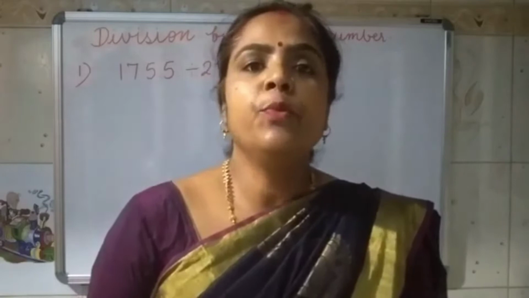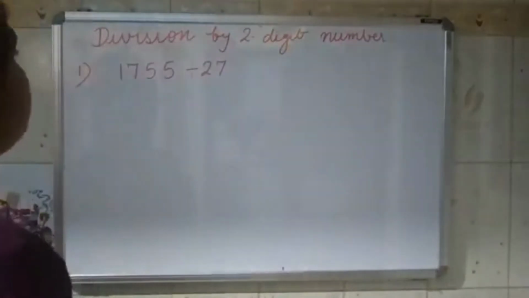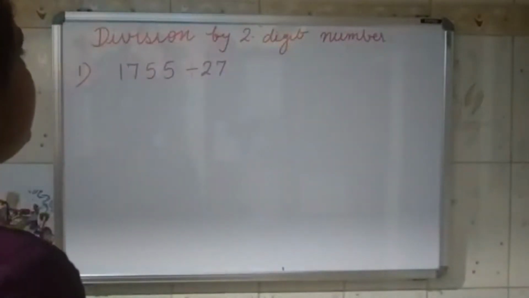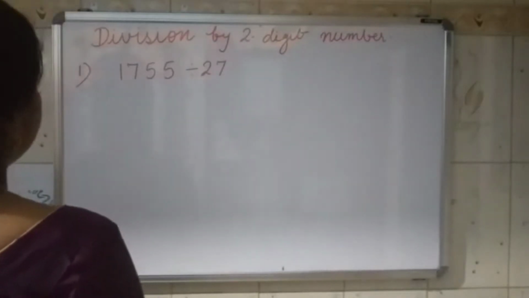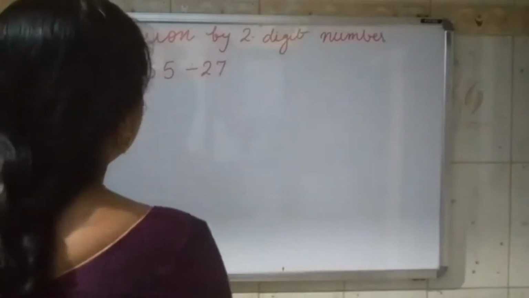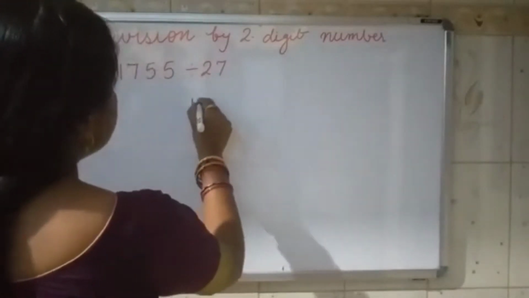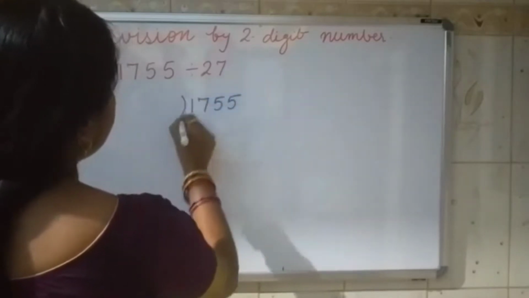So now we are moving to division by a 2-digit number. We are going to start with 1755 divided by 27. Clear, children? So let's move. We have to do it by the long division method. So we will start like this: 1755 divided by 27.